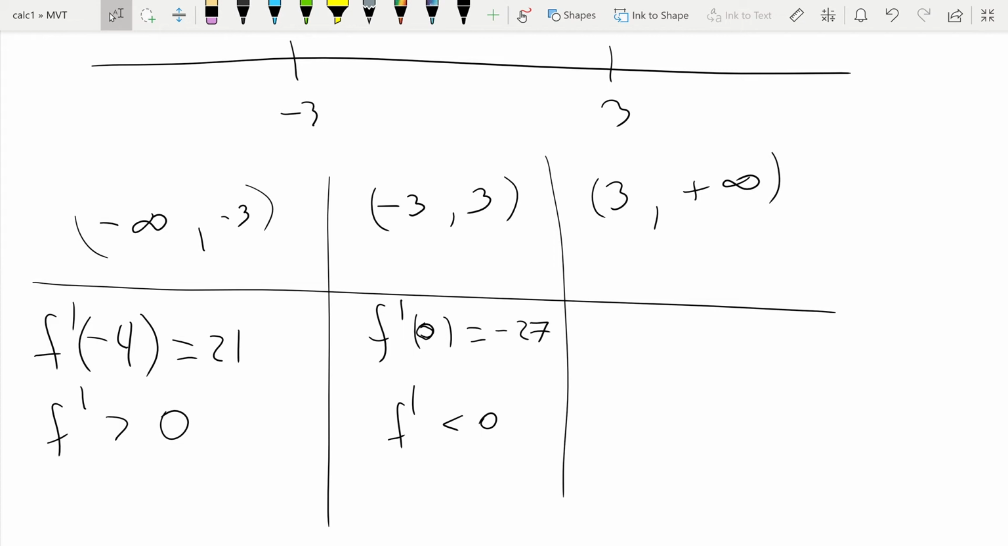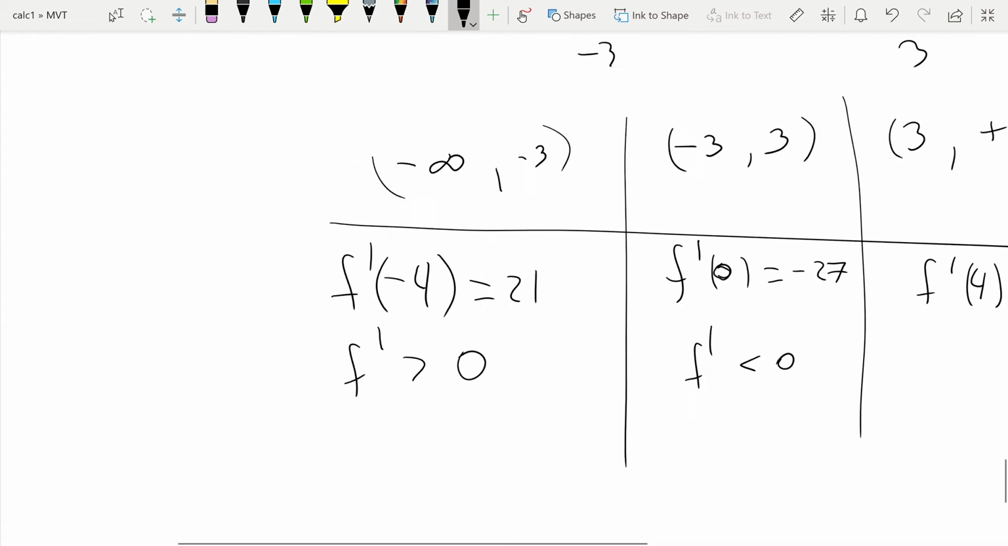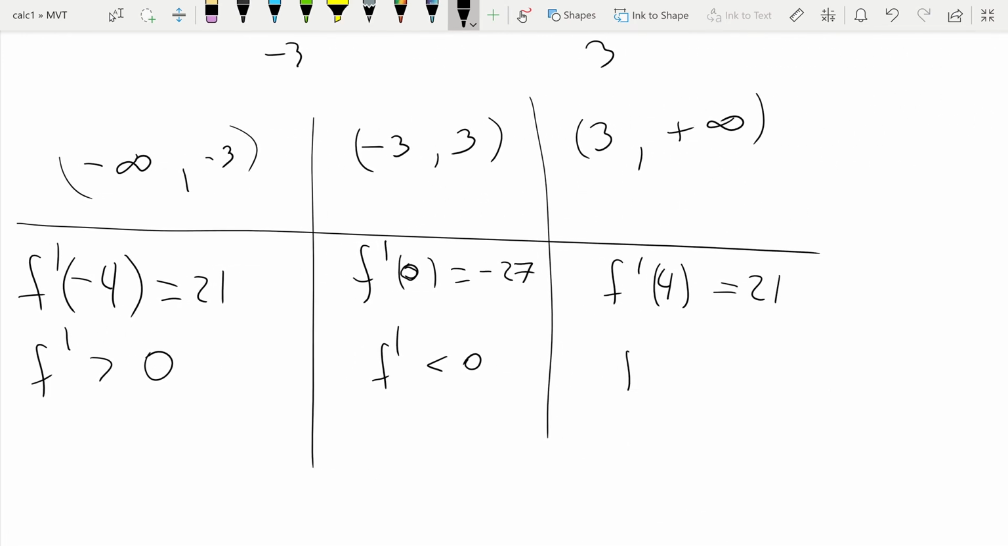And now, we computed what happens between -infinity and -3. f prime between -infinity and -3 is always positive, between -3 and 3 is always negative, and for values larger than 3, f prime is going to be positive, because f prime of 4 is the same as f prime of -4. The function is even, so that's going to be equal to 21, which is positive, so f prime is positive for values of x greater than 3.